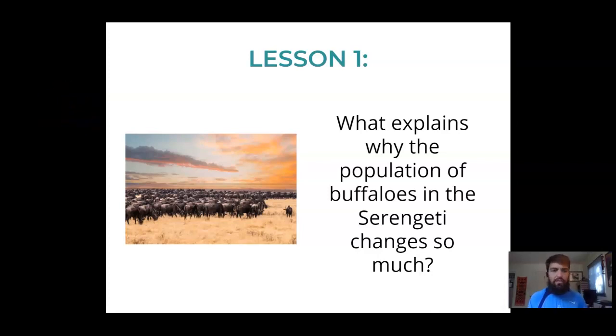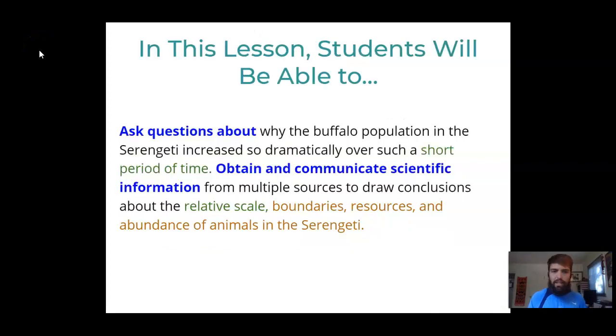Today we're starting off our ecosystems unit, talking about the buffalo of Serengeti and what explains why the population of buffaloes in the Serengeti changes so much. By the end of this lesson, you should be able to ask questions about why buffalo populations in the Serengeti increased so dramatically over such a short period of time, and obtain and communicate scientific information from multiple sources to draw conclusions about the relative scale, boundaries, resources, and abundance of animals in the Serengeti.